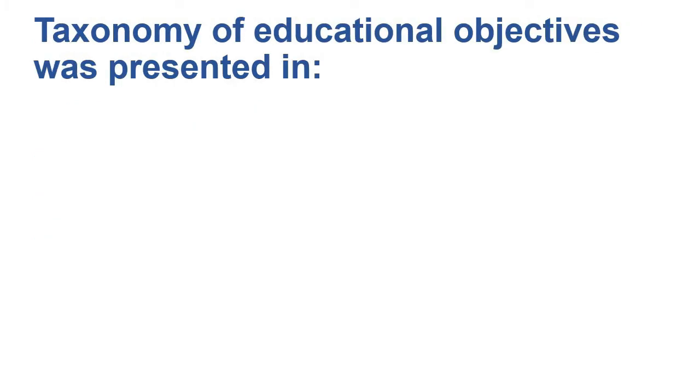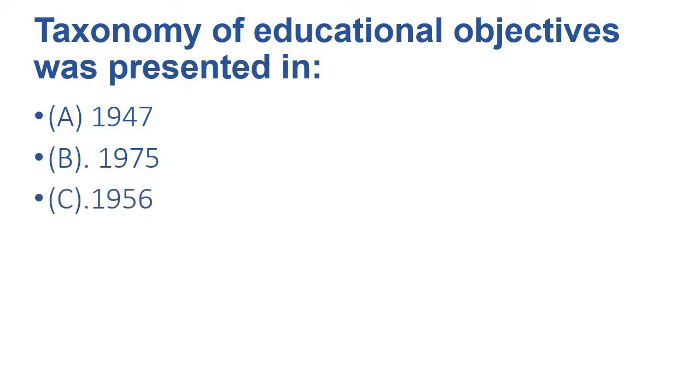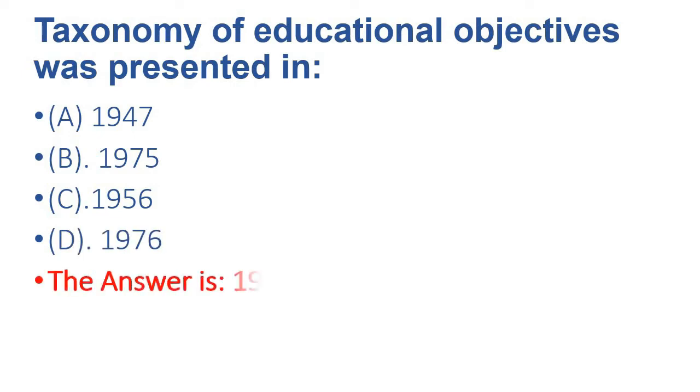Taxonomy of educational objectives was presented in A. 1947. B. 1975. C. 1956. D. 1976. The answer is 1956.